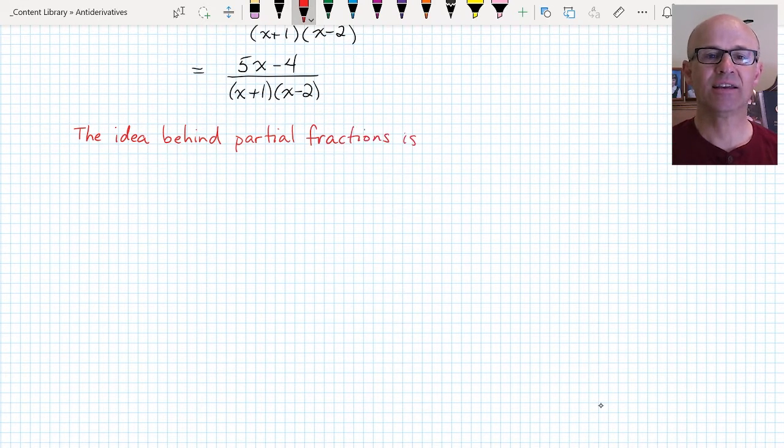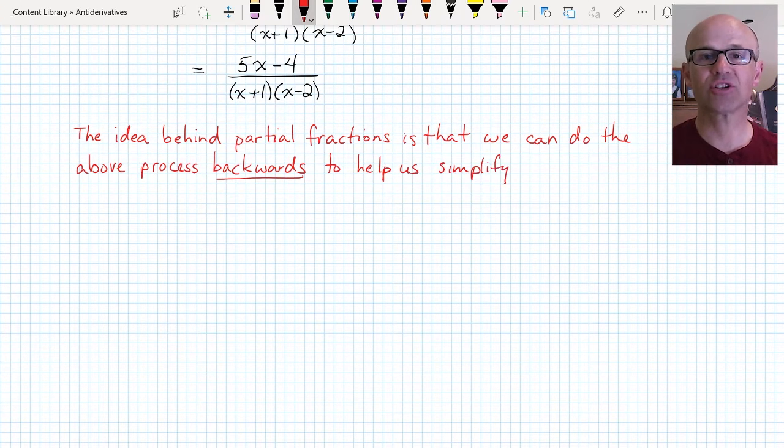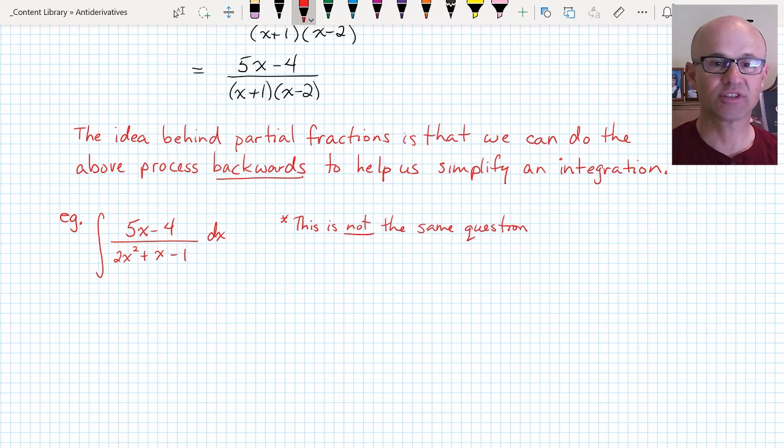This idea is actually going to really help us out take an integral that looks unrecognizable and do this operation backwards so we can break it apart into its original 2 fractions. It'll simplify things for us. Our first example is the integral of 5x minus 4 over top of a trinomial, a factorable trinomial. Please note, this is not the same as the question that we just did, so we have to think about it.